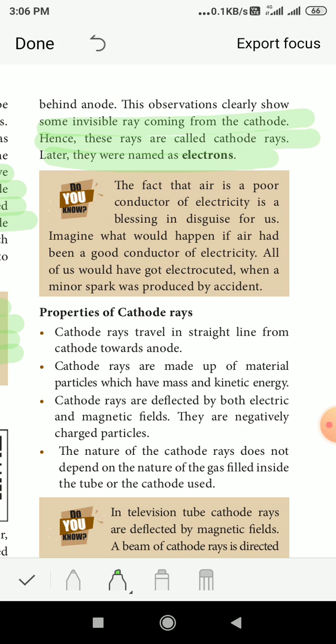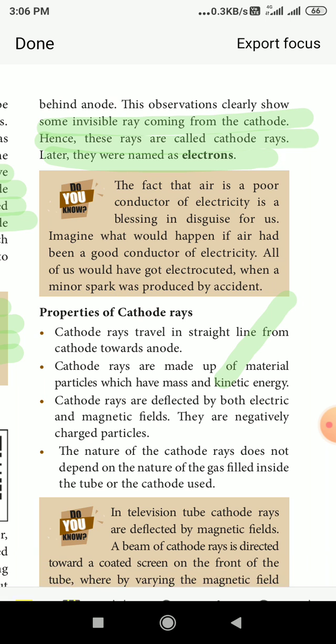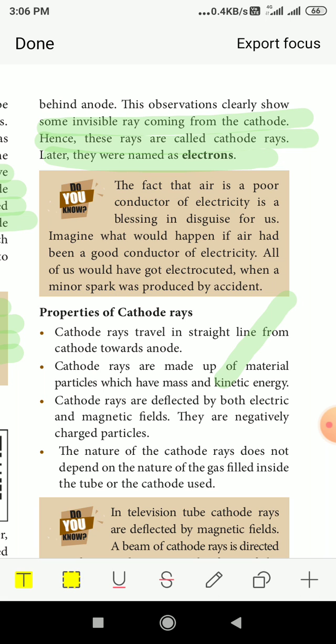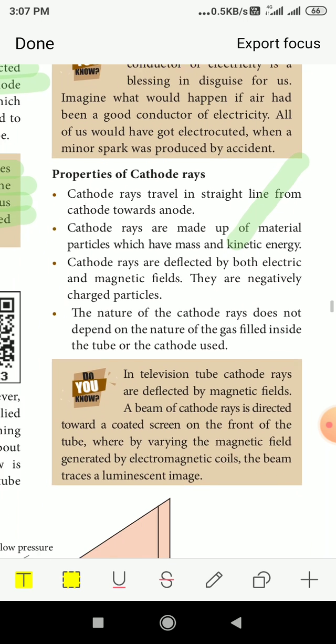In the above, do you know? The fact that air is a poor conductor of electricity is a blessing in disguise for us. Imagine what would happen if air had been a good conductor of electricity. Wherever electricity is passed, we would get a shock. All of us would have been electrocuted when a minor spark was produced by accident. So, whenever we are going here and there, when electricity is passed by mistake, what will happen? We will get a shock if air was a good conductor.